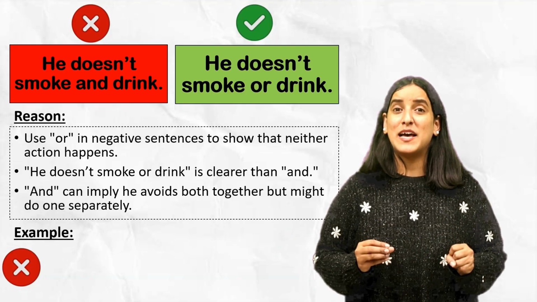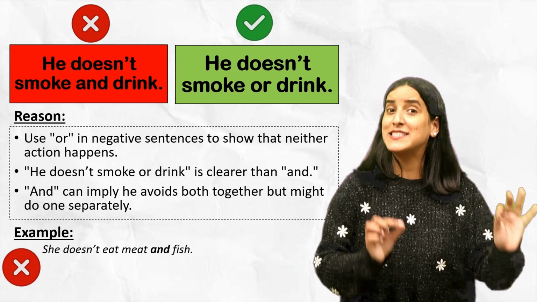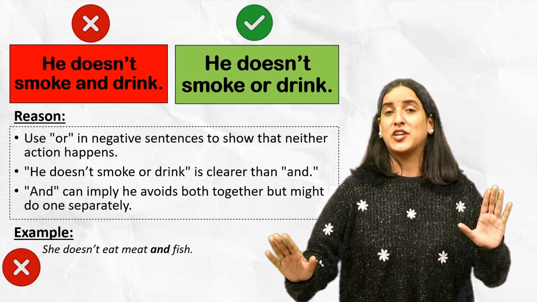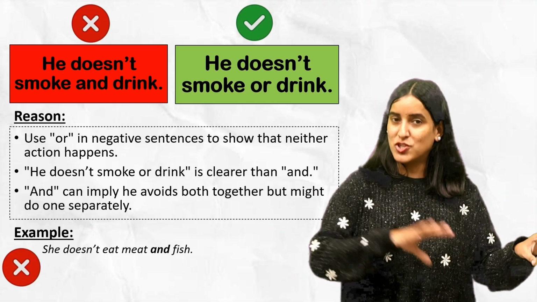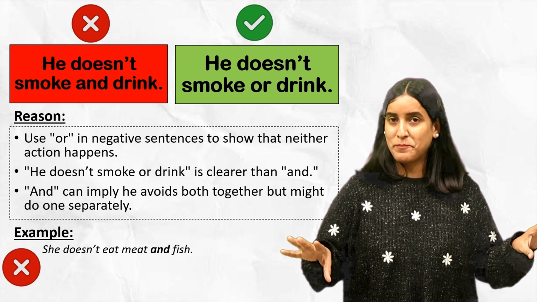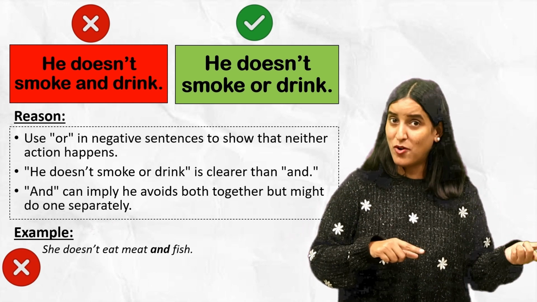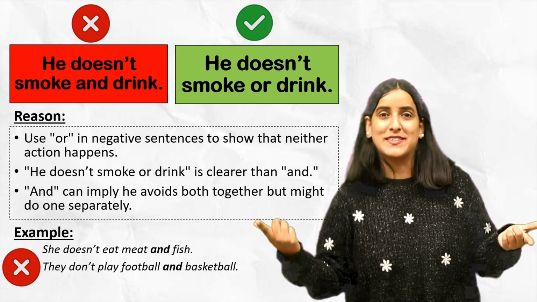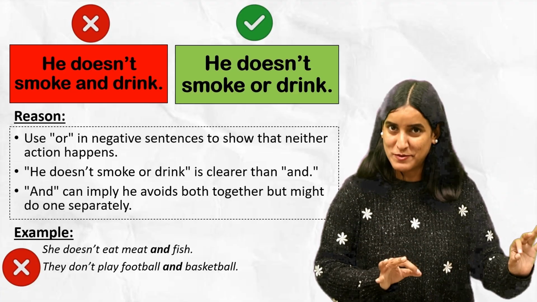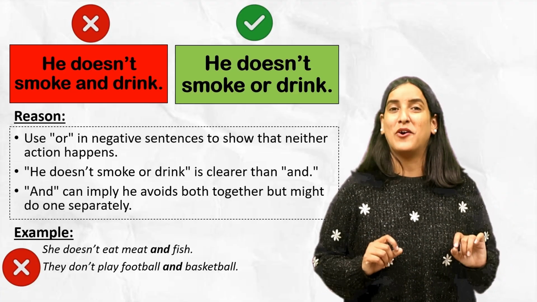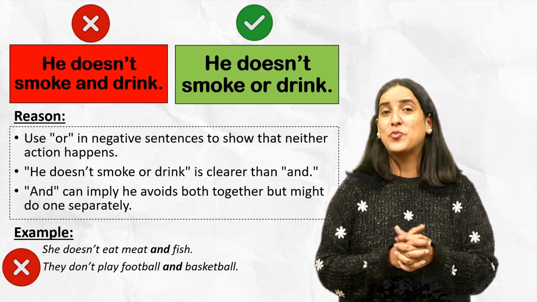Let me give you some more examples. She doesn't eat meat and fish. That's incorrect. She doesn't eat meat or fish. Now, this clearly gives the indication that she eats neither meat nor fish, all right? We can also say that they don't play football or basketball. Now again, we will not say and basketball, we will say they don't play football or basketball, which simply means that they play neither football nor basketball, right? I hope you're able to understand.